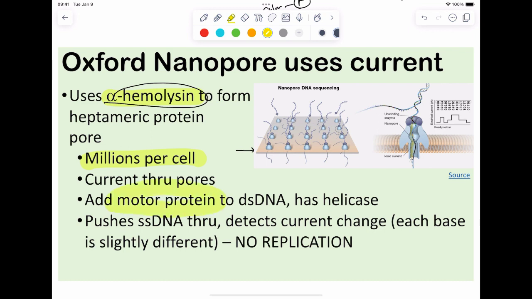So there's going to be a motor protein that's going to be used, which is going to be a helicase. What does helicase do? Do we remember helicase? It's the splitter. It takes double-stranded DNA and it splits it open. Ta-da, that's all we need.